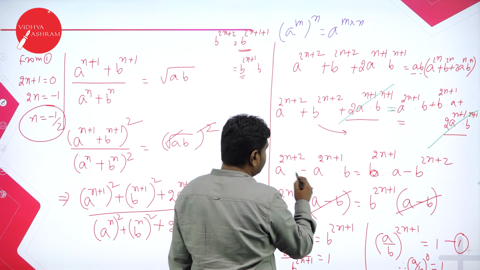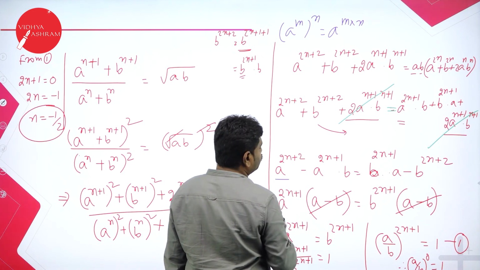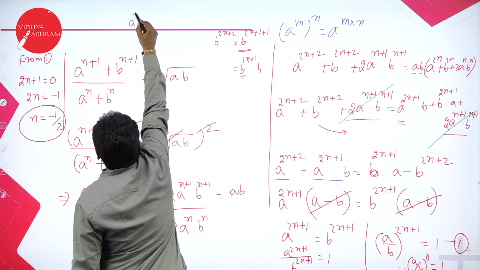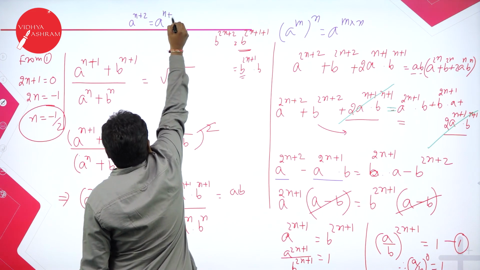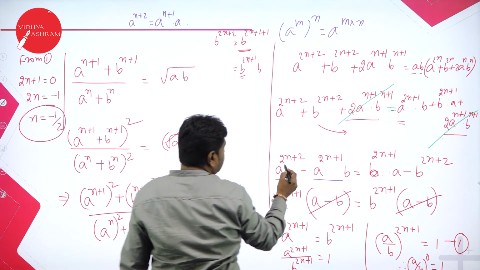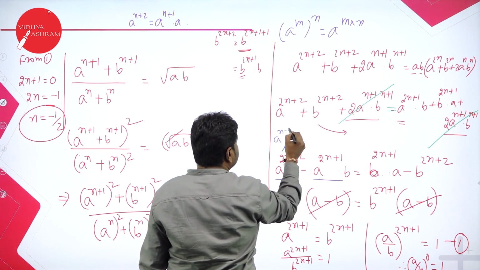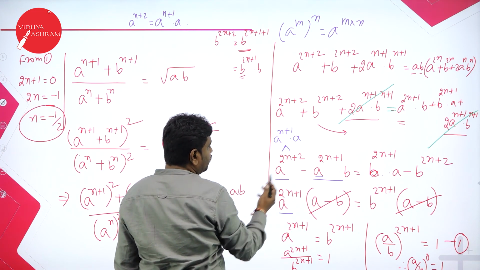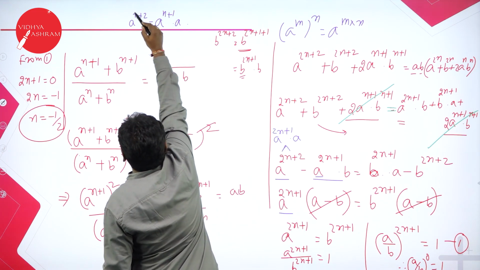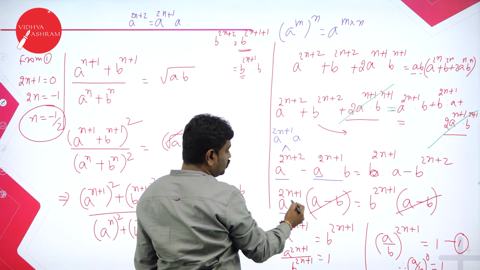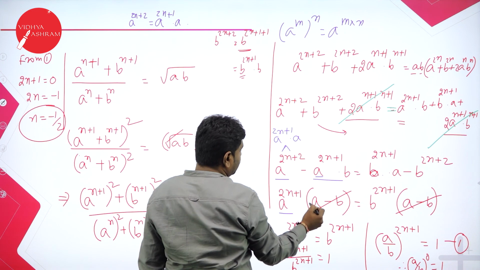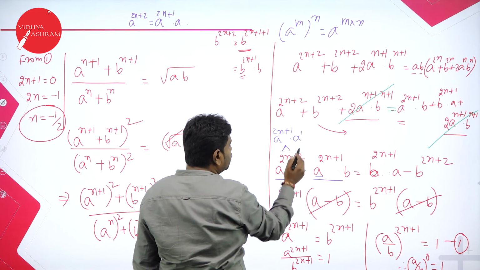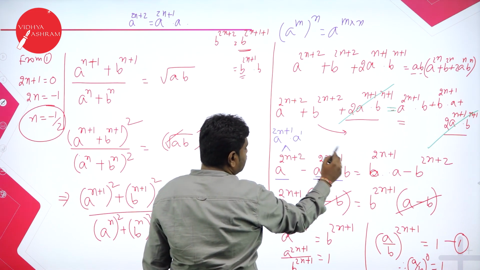And finally, here very interesting. Here we can see a power n plus 2 and a power n plus 1. See, dear students, a power n plus 2 can be written as a power n plus 1 into a. So if I write this as a power n plus 1 into a, I can take a power n plus 1 common. That's what I have done. When you take 2n plus 1 common, 2n plus 2 can be written as 2n plus 1 into a. So a power 2n plus 1, if I take common, this will become a, and this is gone, so it is b.